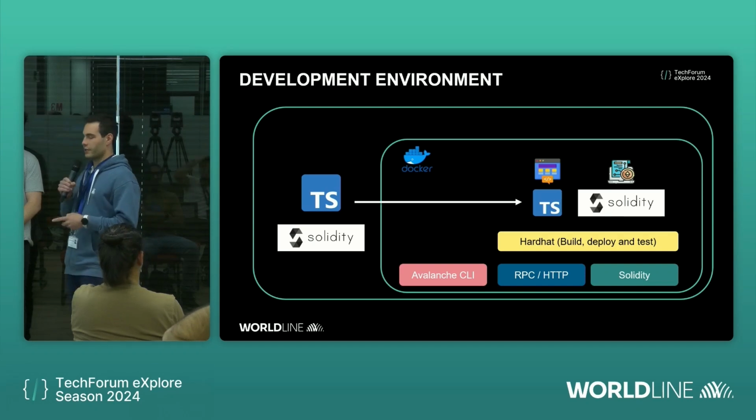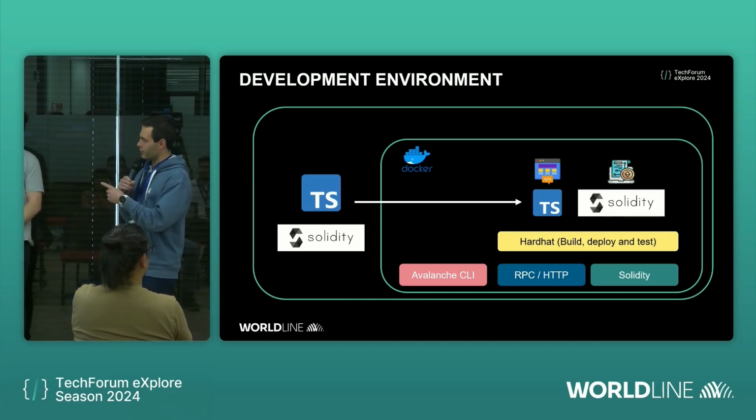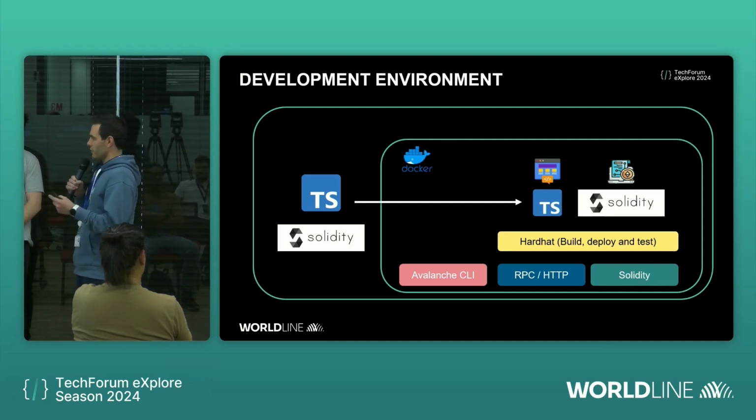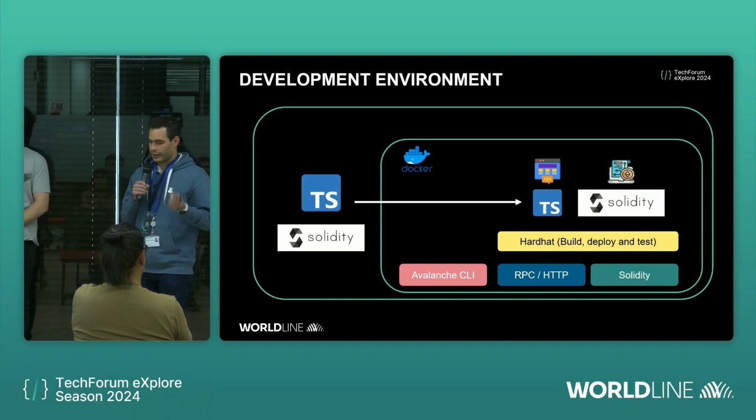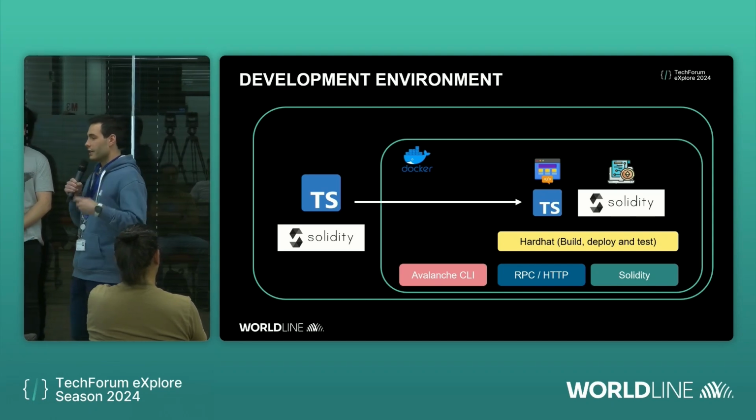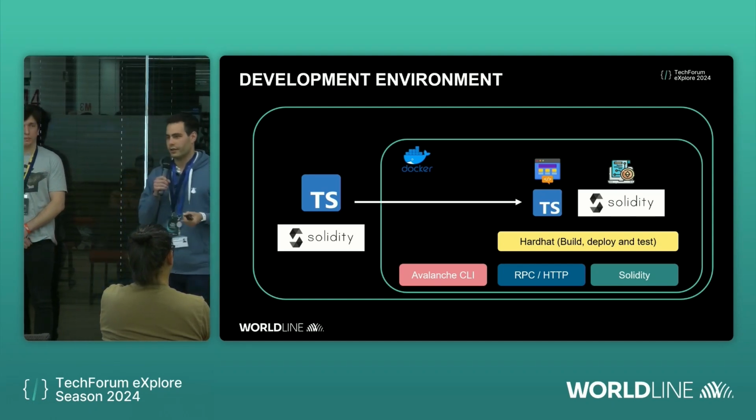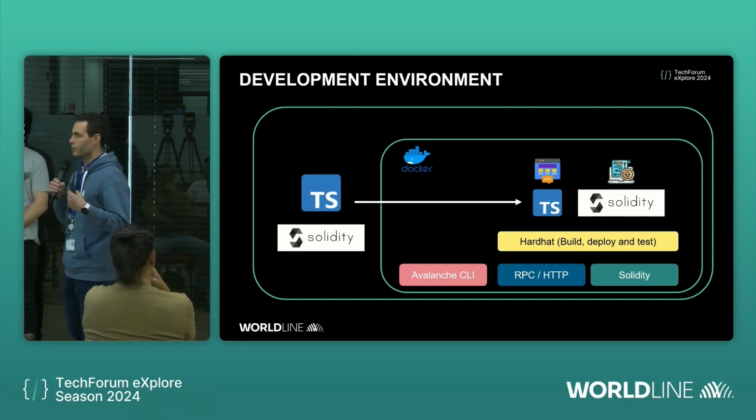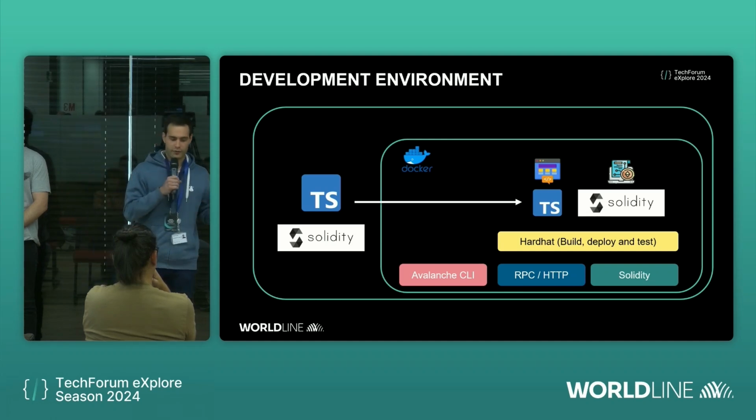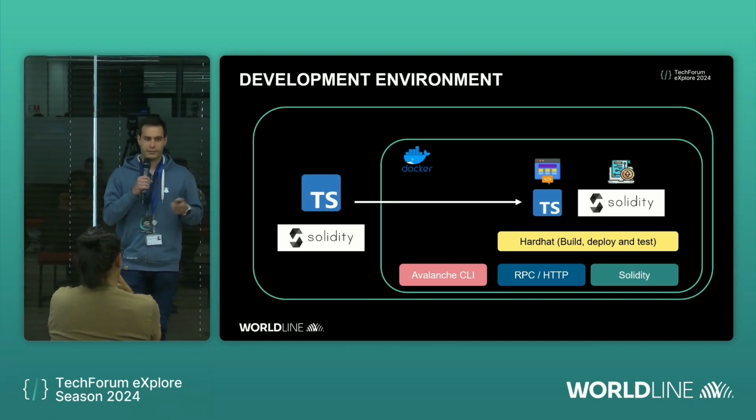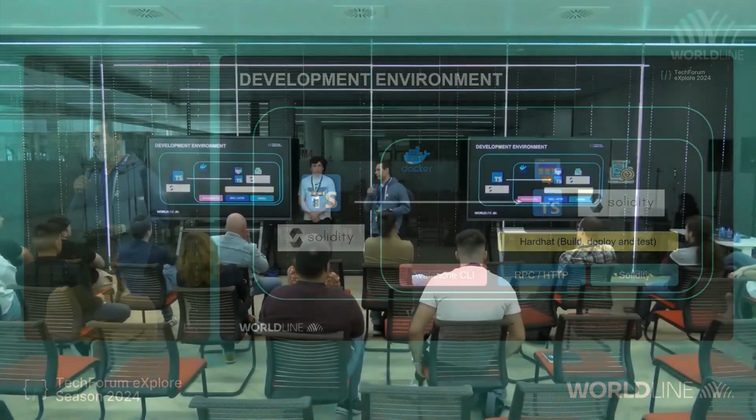Then these pieces of code are going to be copied inside a container, and this container includes the Hardhat framework. The Hardhat framework helps us to build, test, and deploy the smart contract in the blockchains. It also includes the compiler for the Solidity programming language and libraries to use the HTTP protocol or RPC. And also, I've installed the CLI command interface for Avalanche, so we could interact with the Avalanche network.